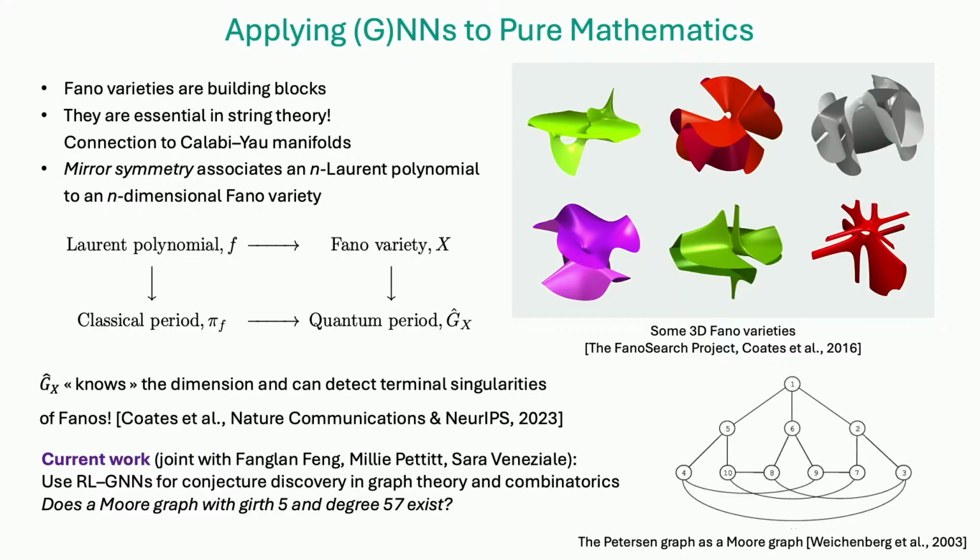is that you have the quantum period, which is an invariant associated with the Fano variety, and you have the relationship with the Laurent polynomial and its associated invariant, which is a classical period, and it knows the dimension. It basically carries all the information of the dimension and can detect terminal singularities as well. And this is very powerful because, first of all, the indicator is that this is a pure math paper that ended up in Nature Communications, which is very, very rare for us, right?